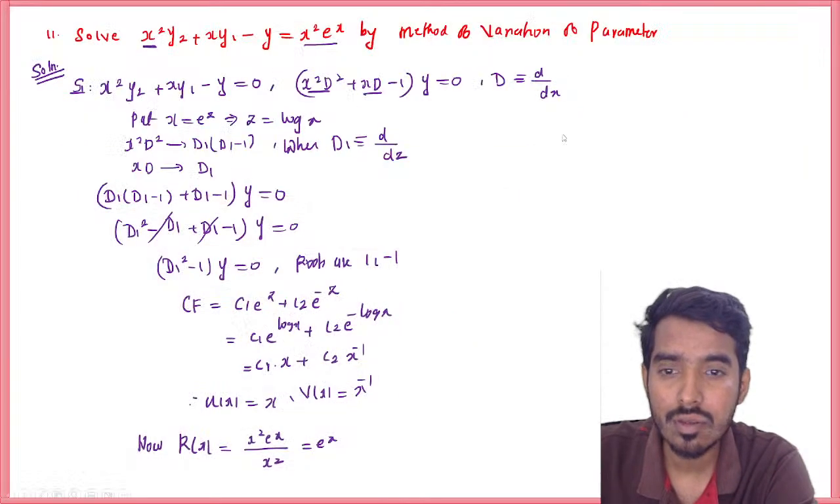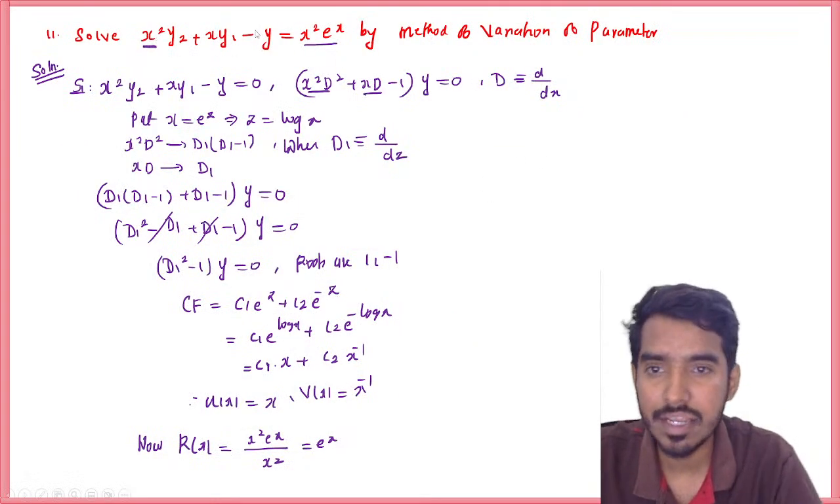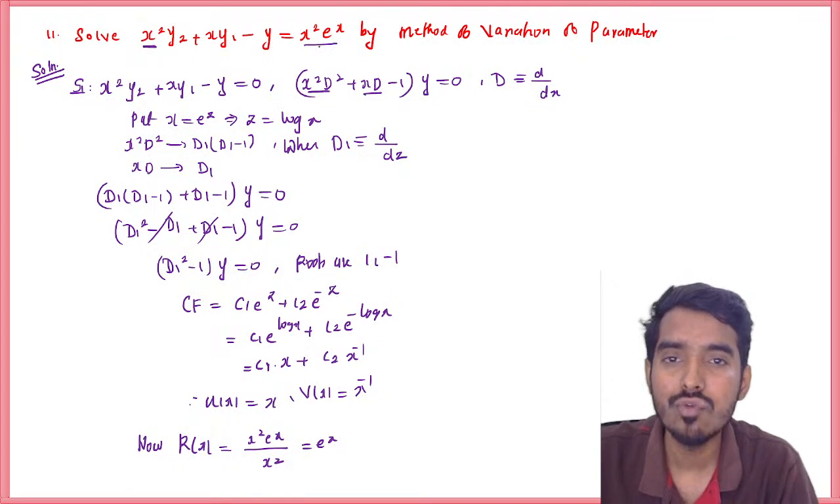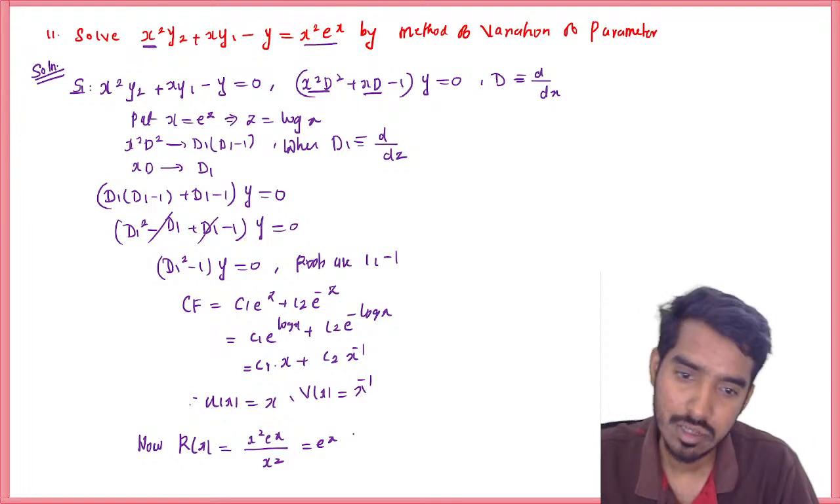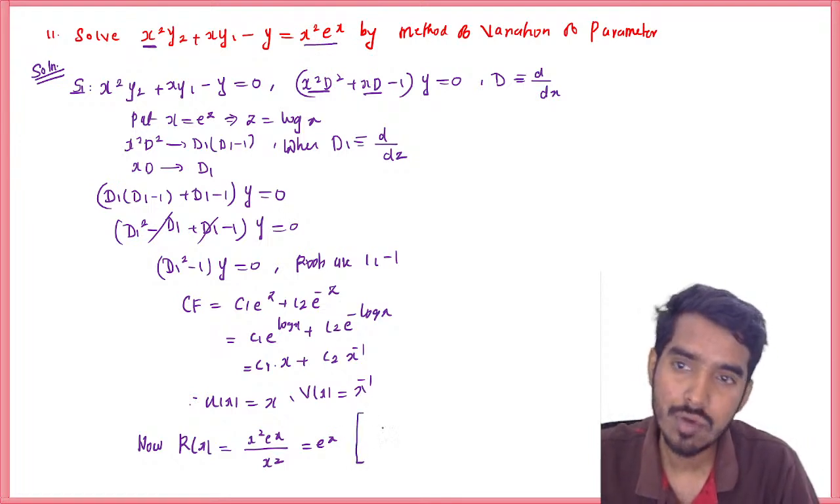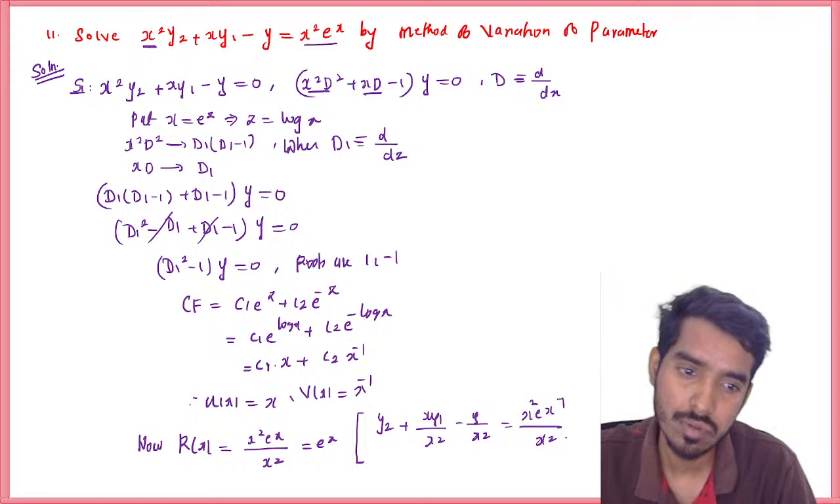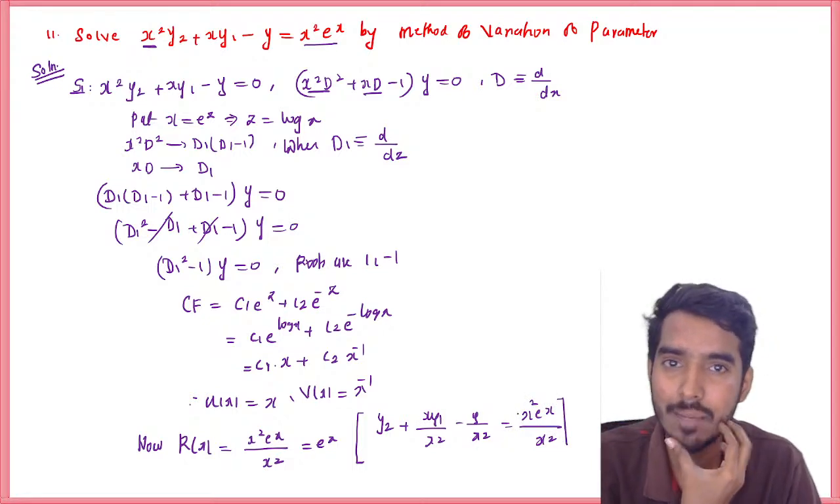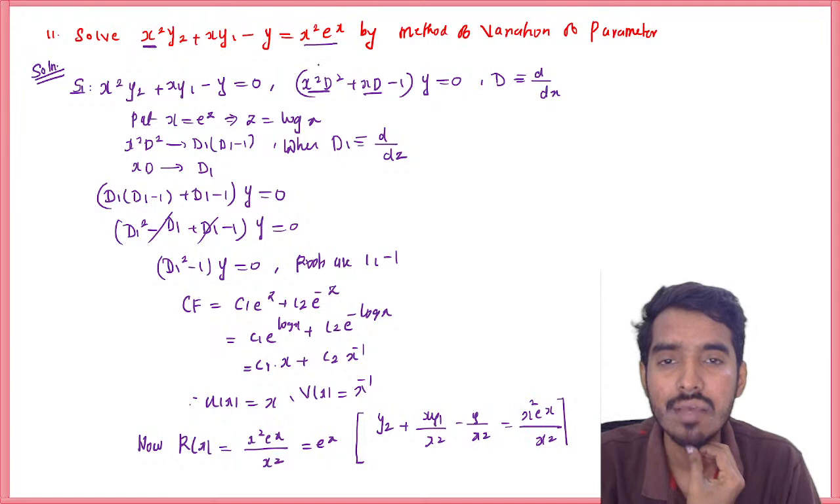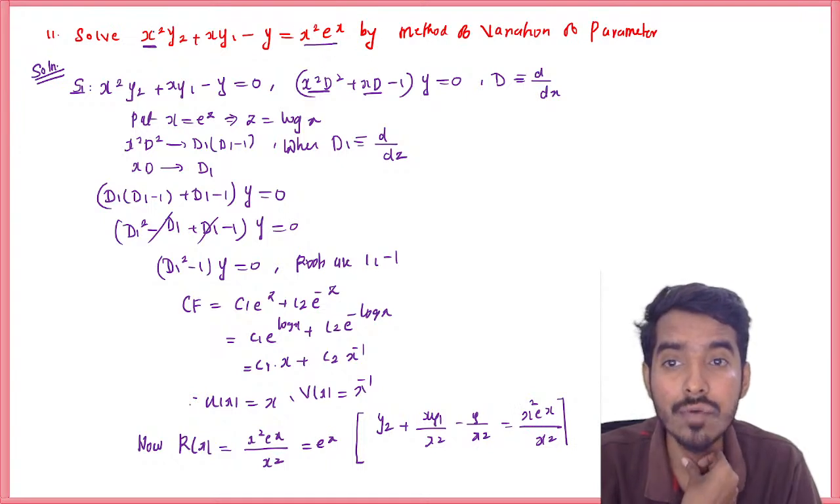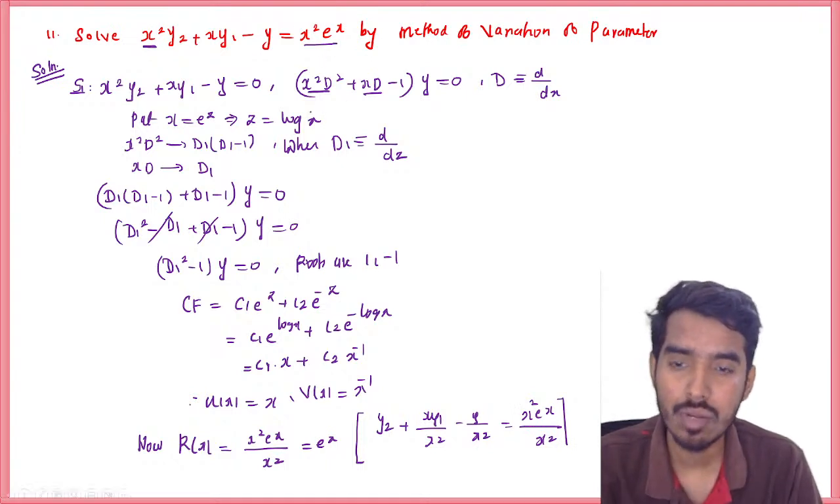But here we have x square. That means you divide by x square. Therefore, your r will be x square e power x by x square, right? That is formed by rewriting the equation as y2 plus xy1 by x square minus y by x square equal to x square e power x by x square. Right? Therefore, r is e power x. Very, very important thing. Whenever you have variable coefficient, make sure while taking r, you need to divide by this coefficient of y2. Now it is very simple.